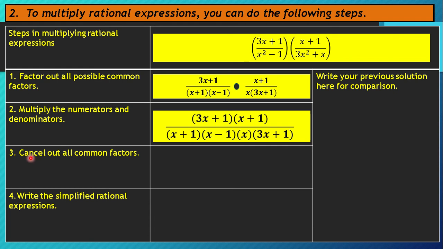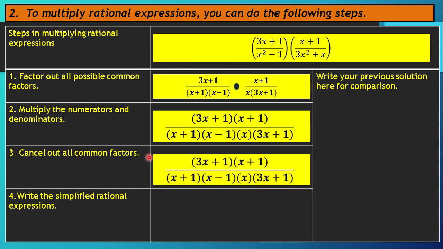Third step is to cancel out all common factors. So, yung factors na nandun sa numerator at denominator, ika-cancel natin. So yung 3x plus 1, meron sa numerator at nag-exist din sa denominator. So ika-cancel natin yun. Okay?